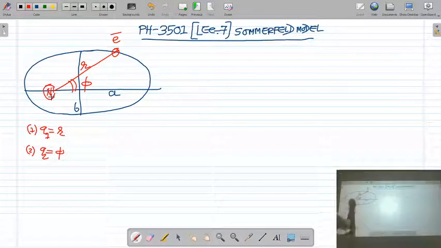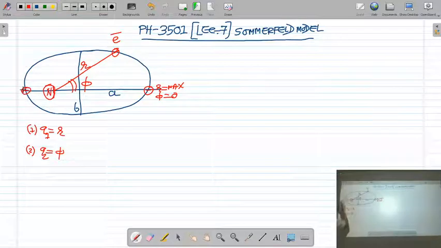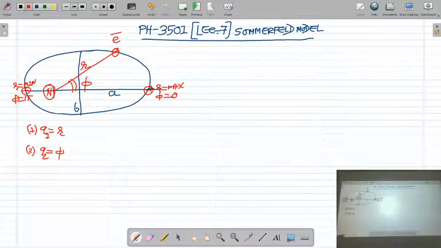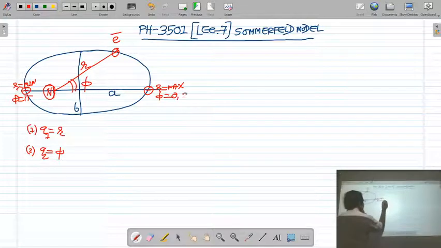Good. Next. I have explained already that when the position of the electron is here, the distance of the electron from the nucleus is maximum and angle phi is 0. When the electron completes half rotation, the distance of the electron from the nucleus is minimum, and angle phi will be pi. When the electron completes one rotation and comes back to the original position, then again the distance of the electron from the nucleus is maximum and angle phi will be 2 pi.